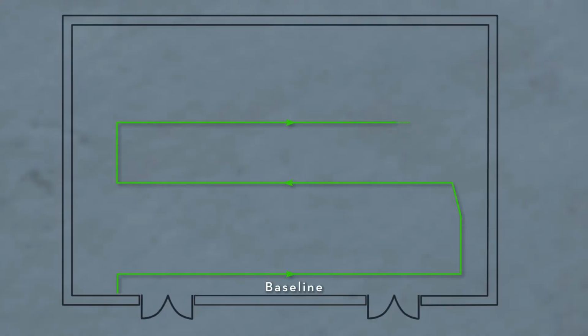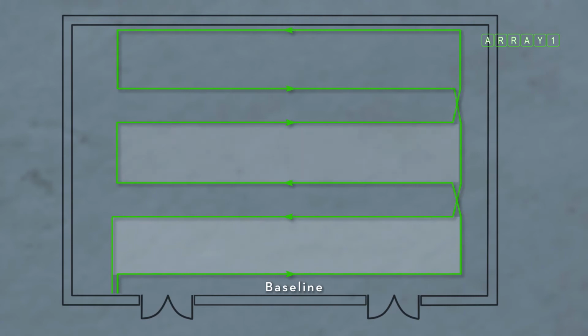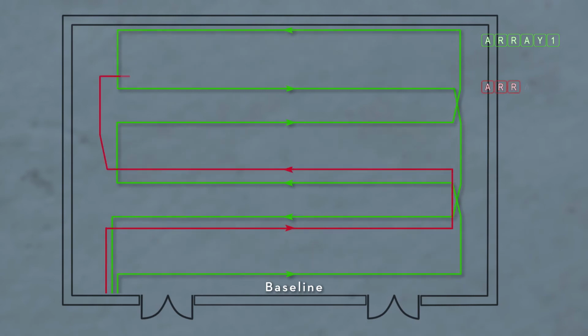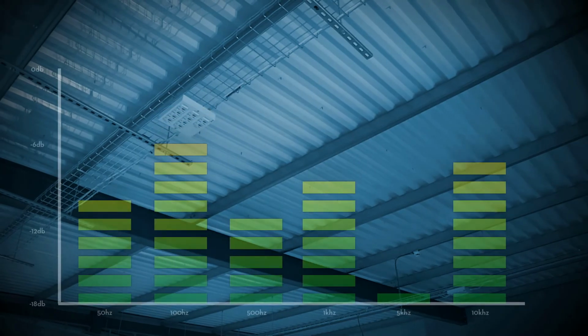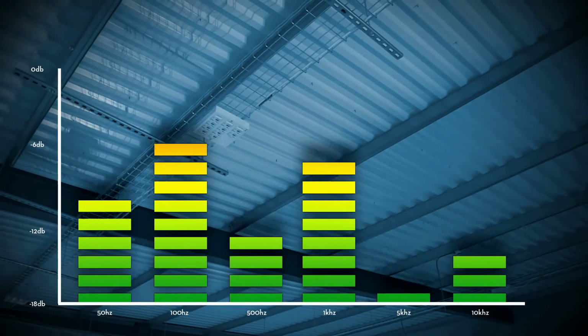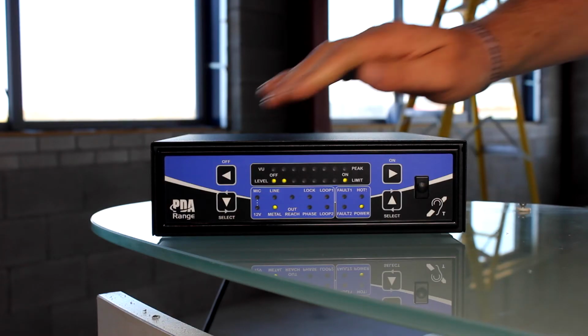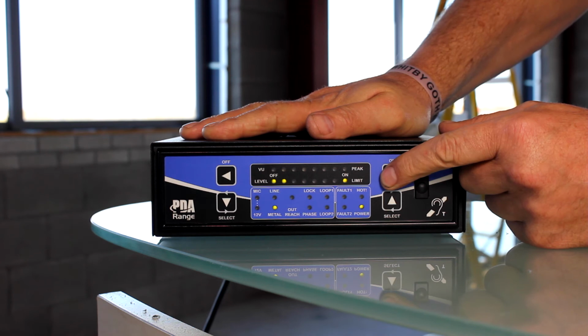The first loop, array 1, shown in green, is designed to cover the area in a pattern of rectangles, as in this example. The second loop, array 2, is laid out on top of the first, but is offset by a distance determined by the size of the area being covered. The result is no dead areas, minimal overspill, and by using the system's metal compensation control, no signal loss caused by the steelwork in the building.